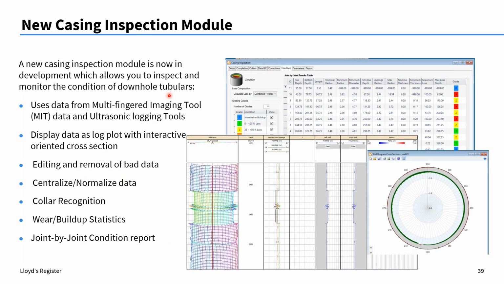And lastly, there's going to be a new casing inspection module. It's now in development, and it's going to be using a multi-finger imaging tool and the ultrasonic logging tools. You could display the data on the log plot with interactivity on the cross sections, which is what you see here. You could edit and remove bad data, or you could centralize or normalize the data and do color recognition. You could also run statistics of wear and buildups, and it will create a report joint by joint conditions.